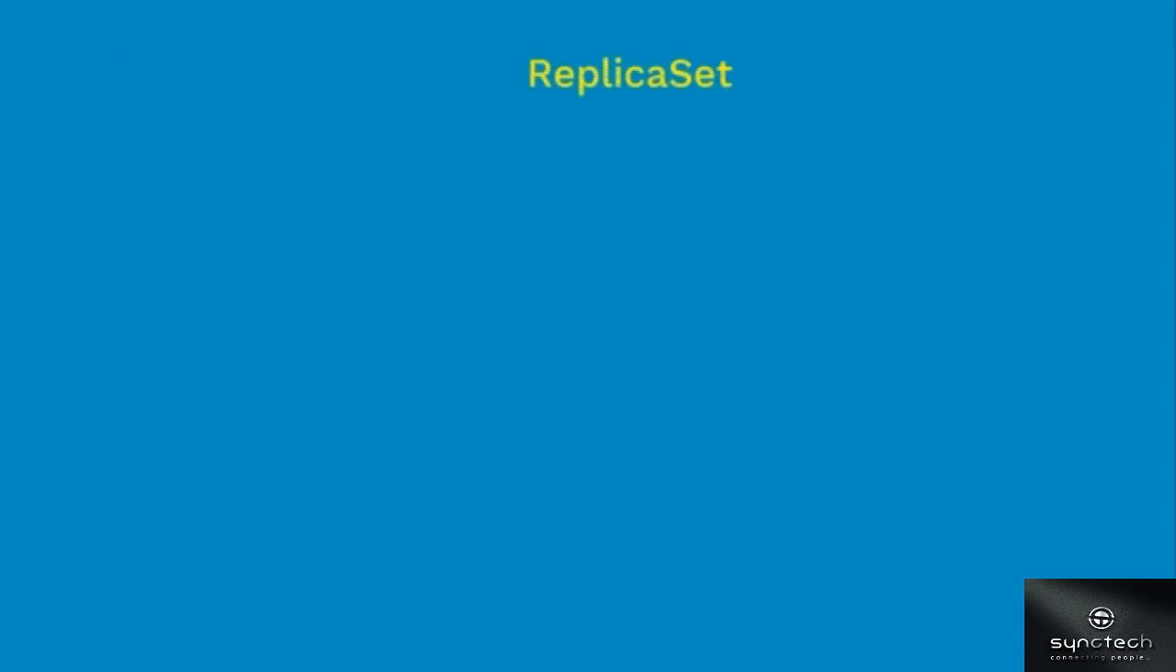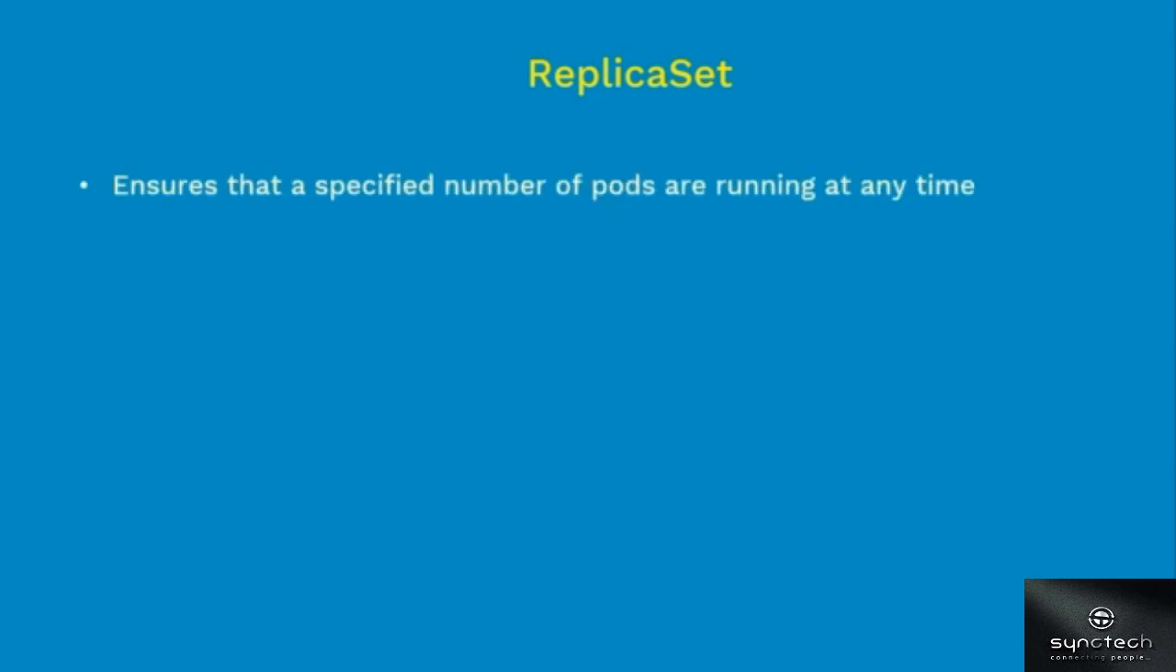So, what is a ReplicaSet exactly? ReplicaSet ensures that a specified number of pod replicas are always running at any point in time. In other words, if you define that there should be 5 pods running at any time using a ReplicaSet, then this controller will make sure that these 5 pods are up and running always.